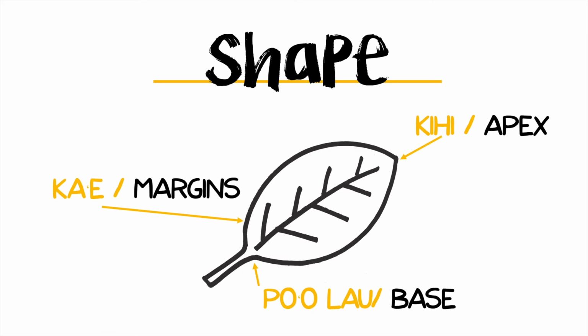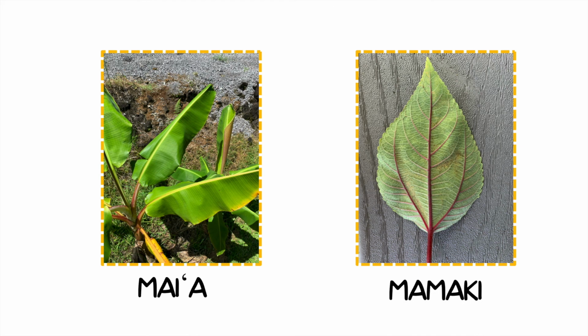We also have our margins, or ka'e. These are the edges of the leaf. They can be totally smooth, wavy, or even have deep lobes like an ulu leaf. Veins, or a'a, are another part of the leaf that help us to describe the leaf. Sometimes just one vein will stand out, like the one main vein of this ma'i'a, or banana leaf. Other times the veins are different colors or bumpy, like this mamaki.